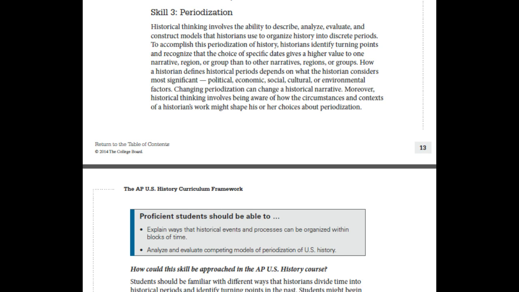Skill 3 is periodization. You ever notice how historians divide history up into chunks of time, you know, from 1492 to 1700, but another historian might divide up that same chunk of time from 1492 to 1720. There's reasons for that. This skill is asking you to be able to look at different periods of history and explain why certain things should fall into a particular period, and then be able to look at 2 historians' views of history and their periodization and explain maybe why one is more valid than another.